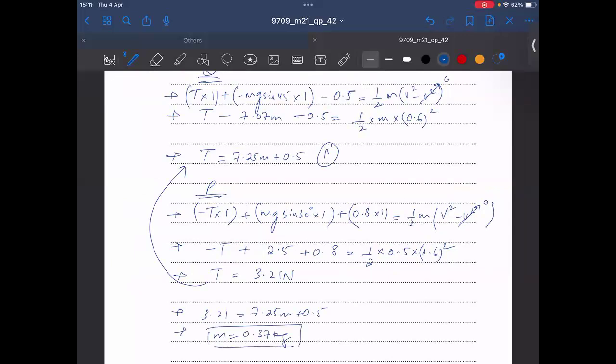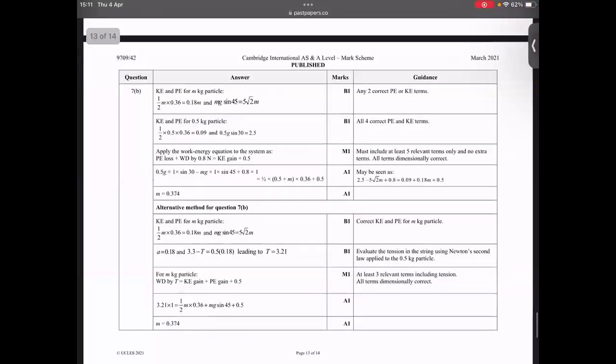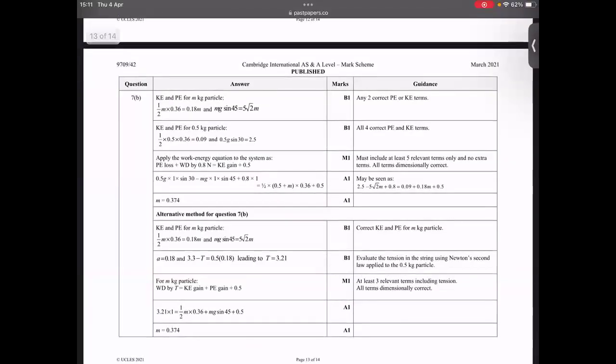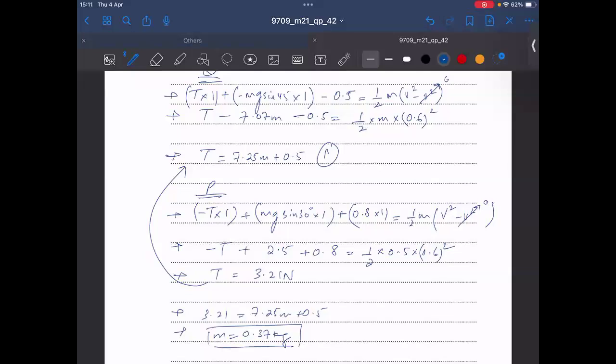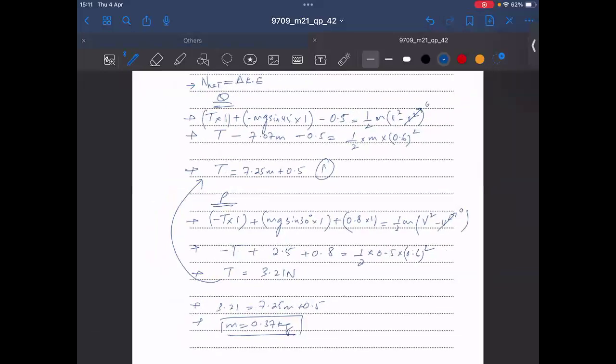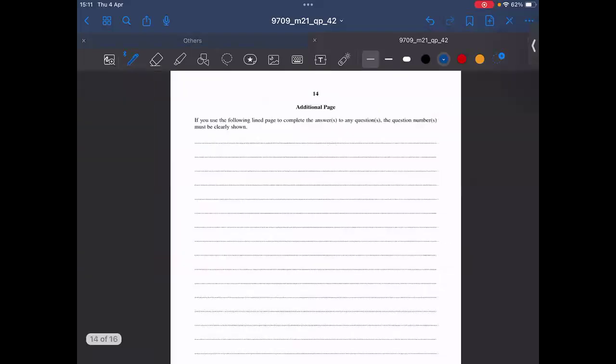All right, let's check it out. Yeah, 0.374, 0.37 kilograms. So that's it. We're done with the question. We're done with the paper, in fact.